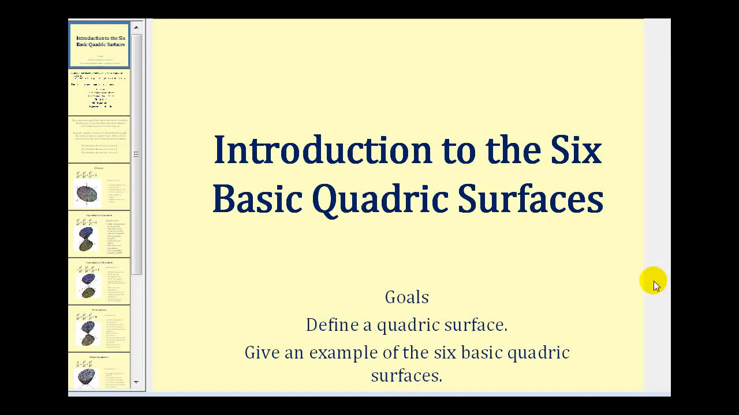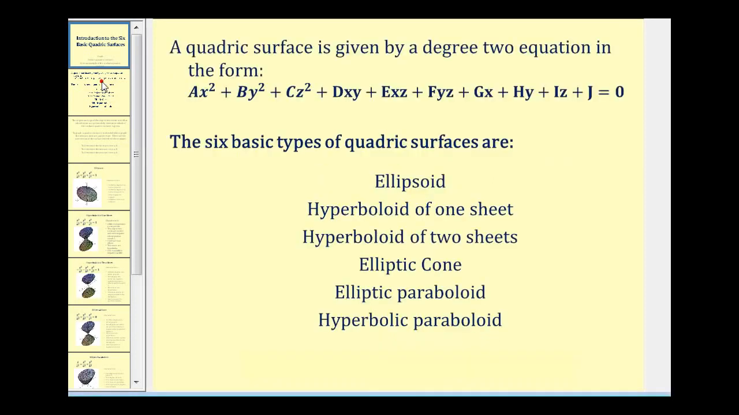Welcome to Introduction to the 6 Basic Quadric Surfaces. The goals of this video are to define a quadric surface and also to give an example of the 6 basic quadric surfaces. After this introductory video, we'll take a look at each of the 6 basic quadric surfaces in more detail. A quadric surface is given by a degree 2 equation in the following form.